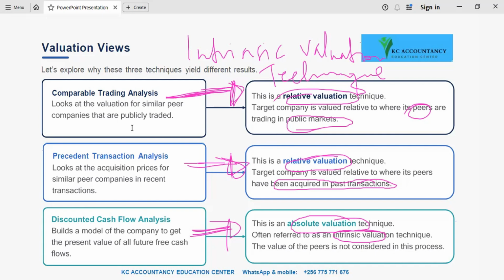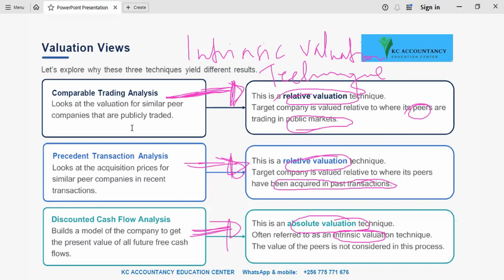But this also doesn't fully explain why we may get different results, especially between the comparable trading analysis and the precedent transaction analysis, since both are relative valuation techniques. We should find a compelling reason why we get different answers from those two. But we shall also look at some of the advantages and disadvantages.